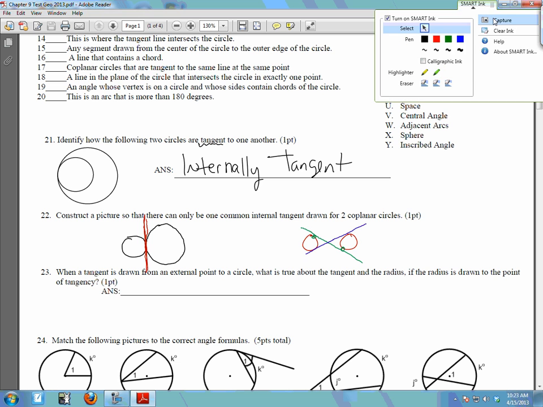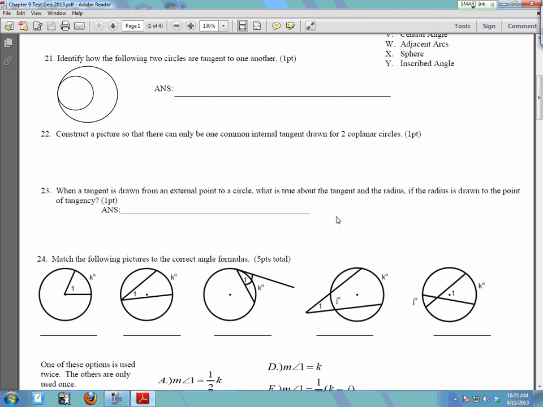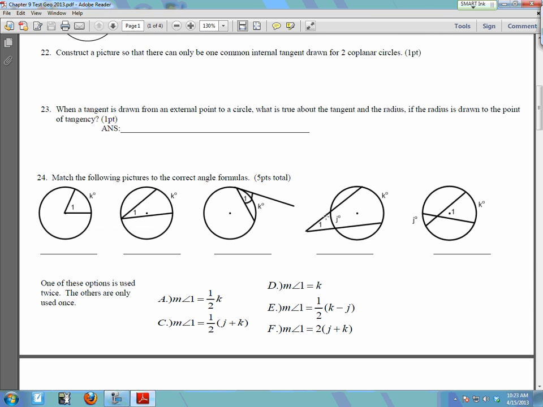Going on to the next question, when a tangent is drawn from an external point to a circle, explain what is true about the tangent and the radius if the radius is drawn to the point of tangency. Well, those two lines have to be perpendicular.